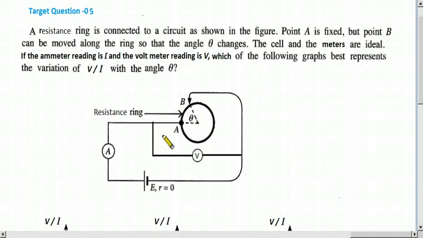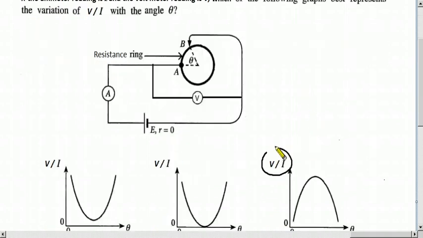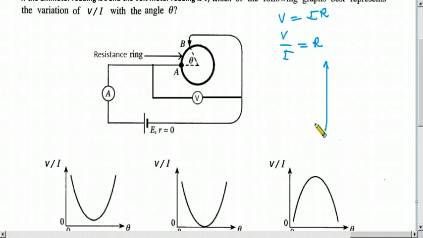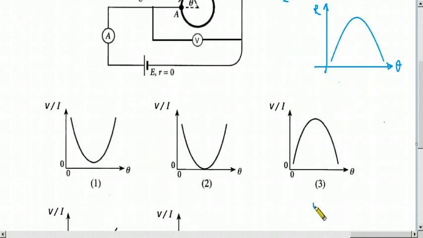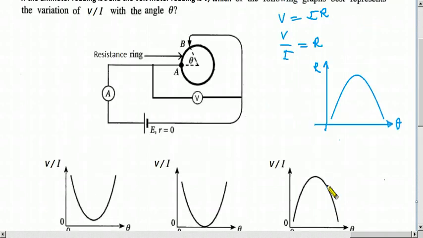So everything is as the original MCQ question, but I have added the voltmeter. So what they have taken to the y-axis is V divided by I. What is V divided by I? V equals IR. So V divided by I is R. So they are asking the resistance of this resistance ring. So we know that resistance is changing with theta like this. So the same thing is what they are asking. So this one is the answer, isn't it? It is the answer.